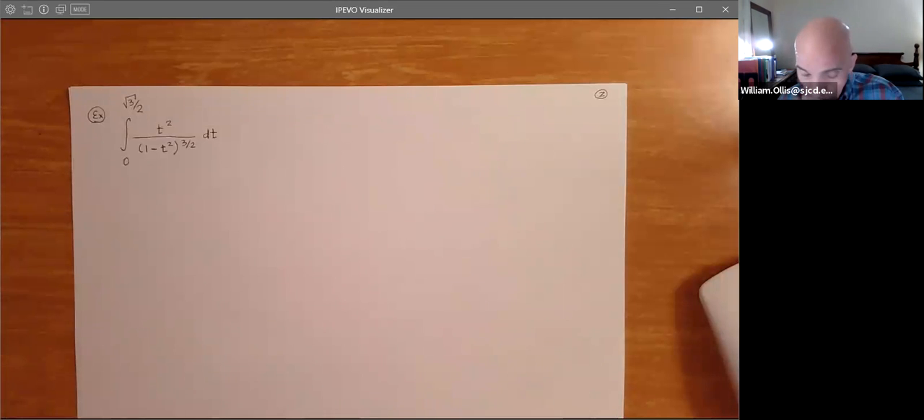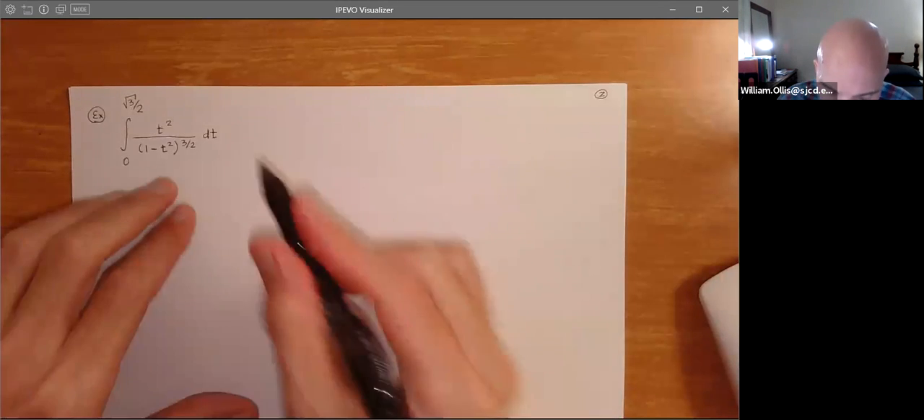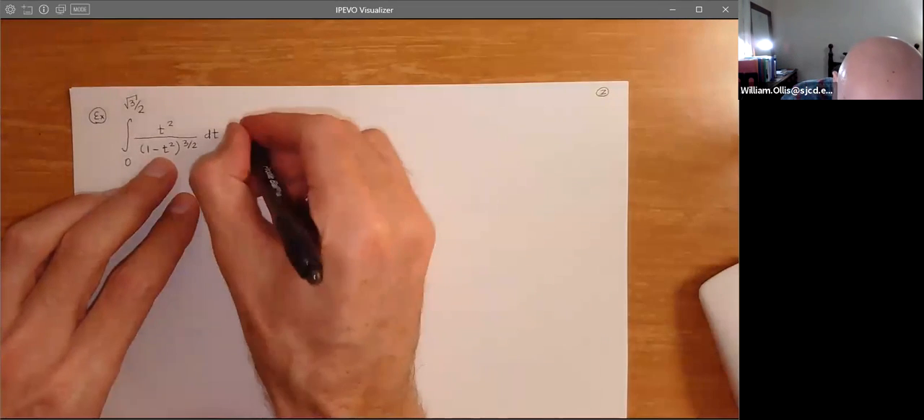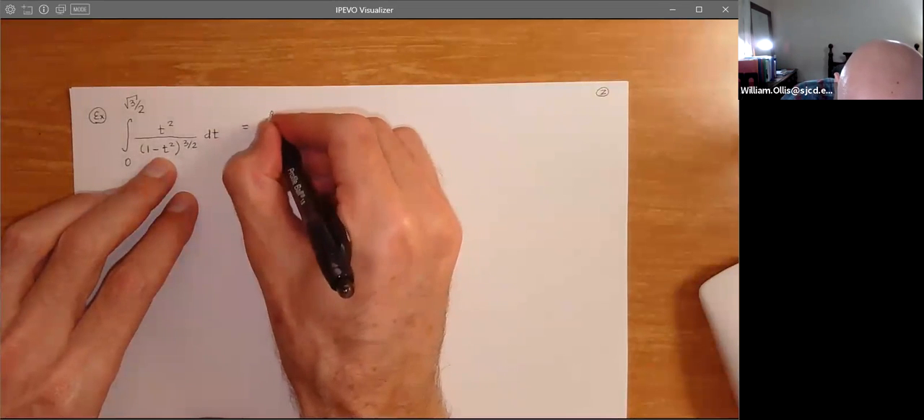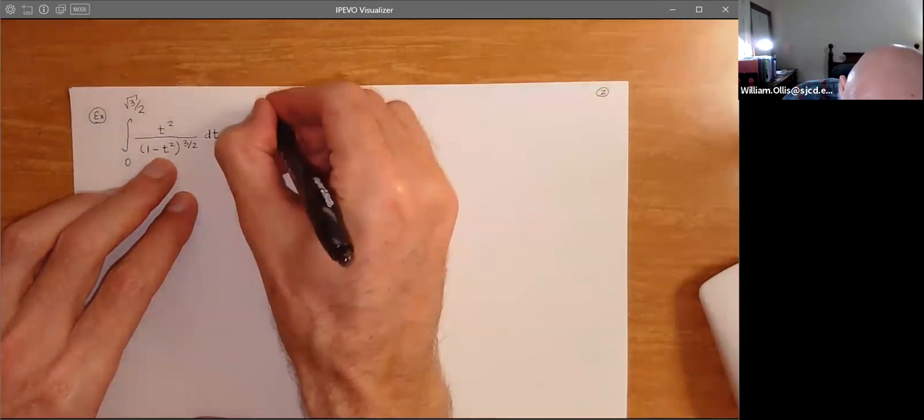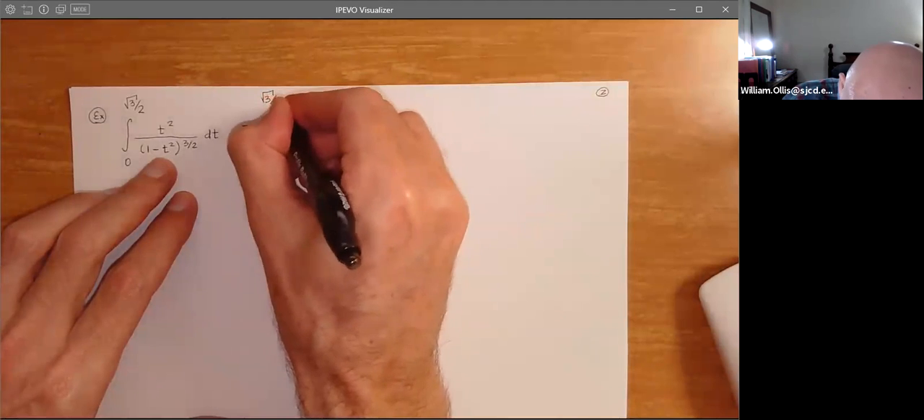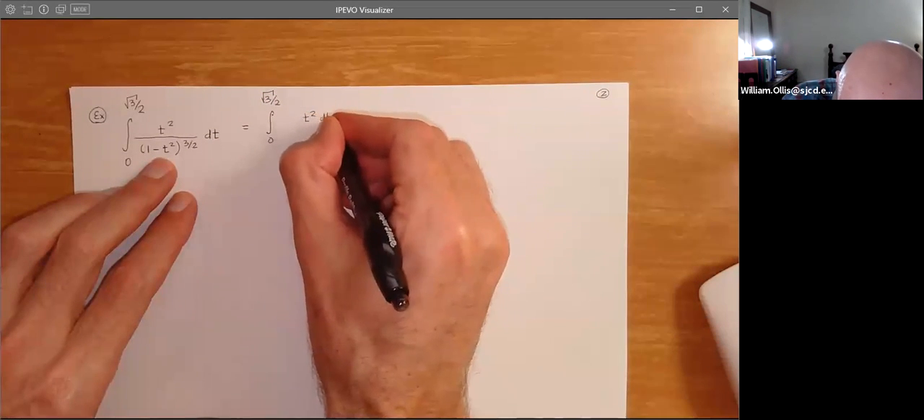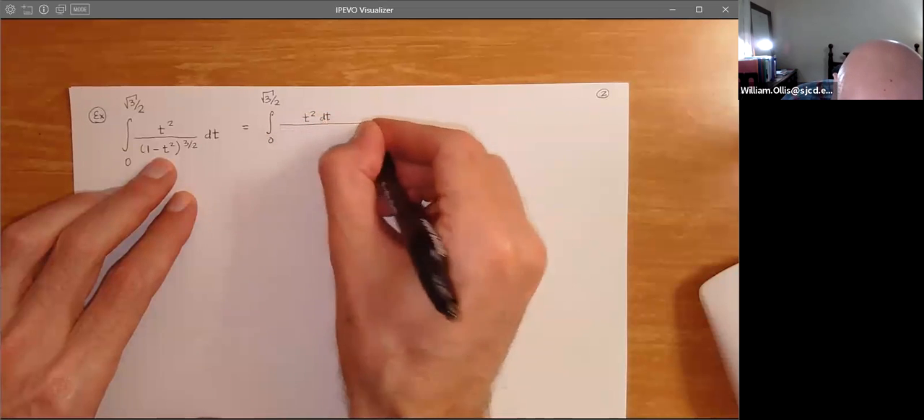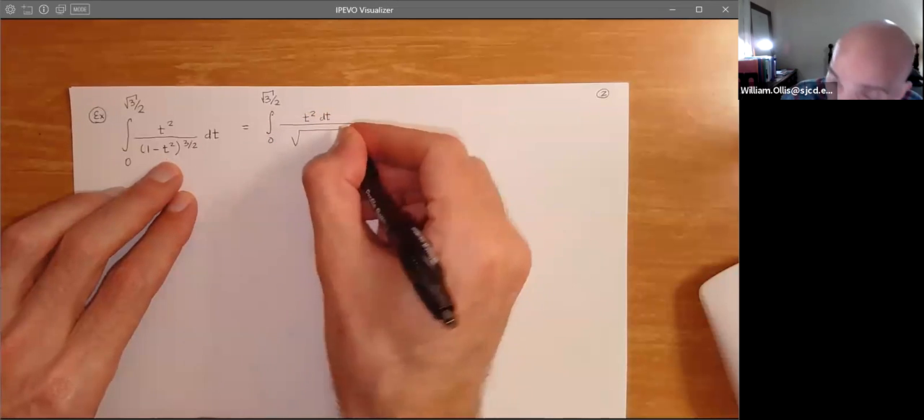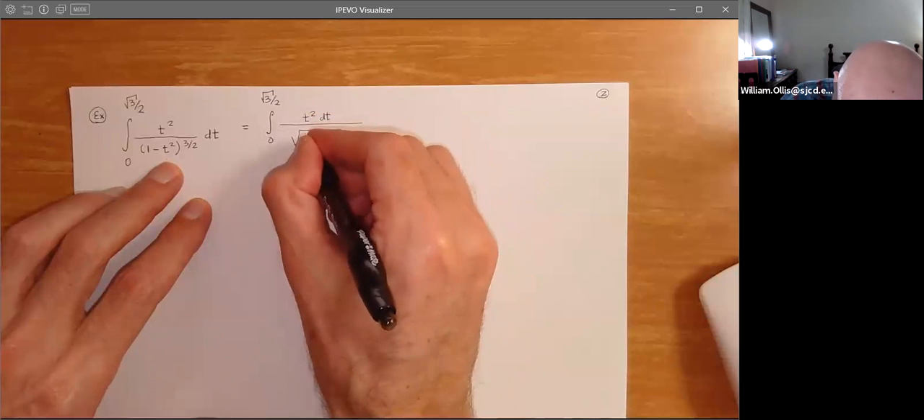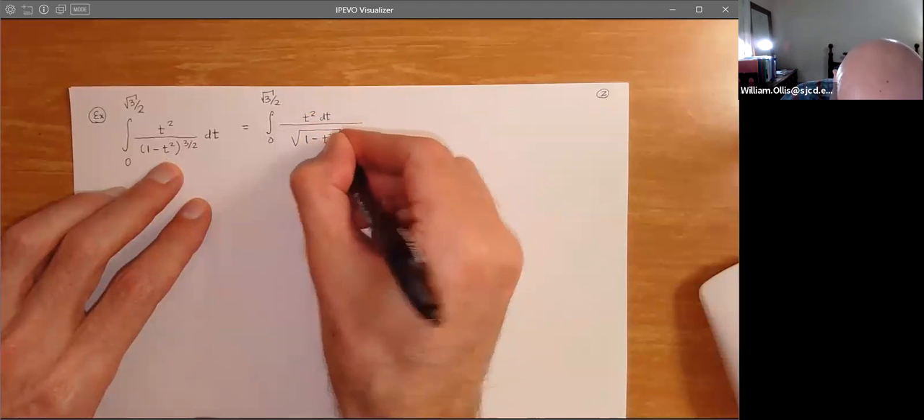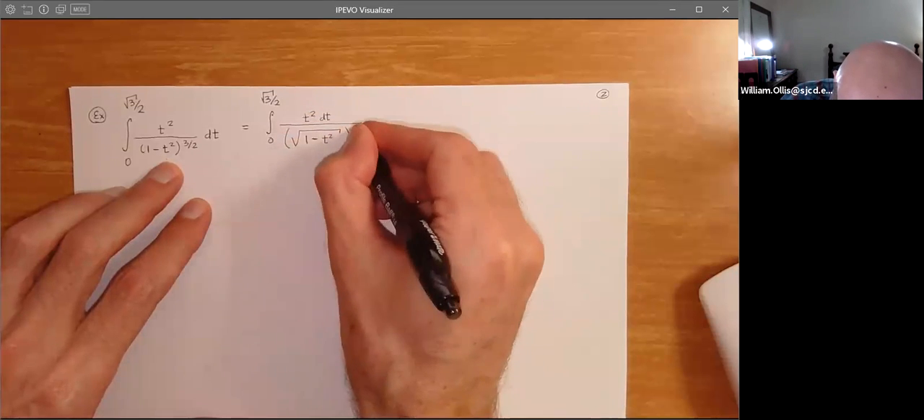Now, when we look at this, we're thinking, okay, well, let me go ahead and put this in a more user-friendly form, just like we did the last one. So we have 0 to square root 3 over 2. We have t squared dt. And then we have the square root of 1 minus t squared, cubed.